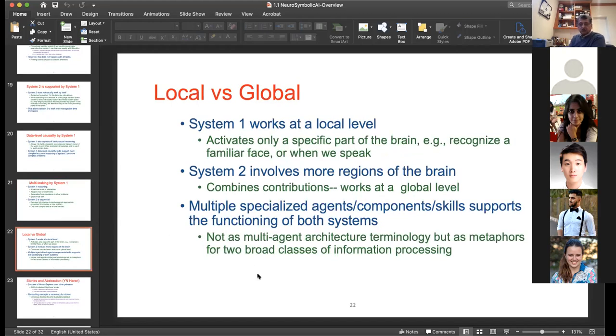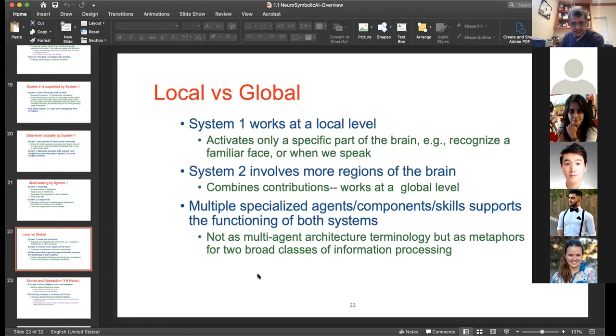System 1 works at a local level, activates only a specific part of the brain. Example, recognize a familiar face or when we speak, right? So at a local level, we can recognize a face or when we speak, specific part of the brain. System 2 involves more regions of the brain, combines contributions, works at a global level. So, all right, we know that certain tasks very quickly we do, certain other tasks we have to think about.